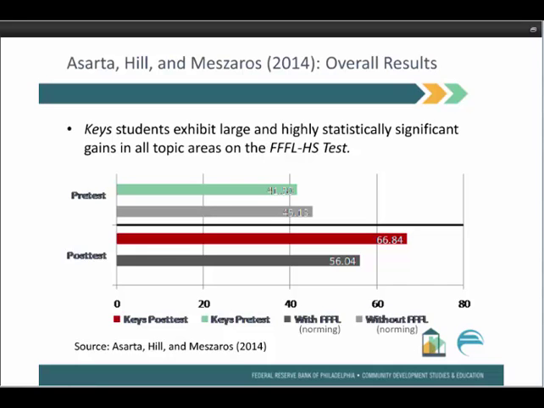At the post-test level, our students scored over 66% correct, as compared to the students who had just had Financial Fitness for Life lessons, who got 56% correct in the norming. So this is where we have this 60% gain, over 25 percentage points gain in the overall pre-to-post test. So this is a very large gain, one of the largest that's out there in the literature.